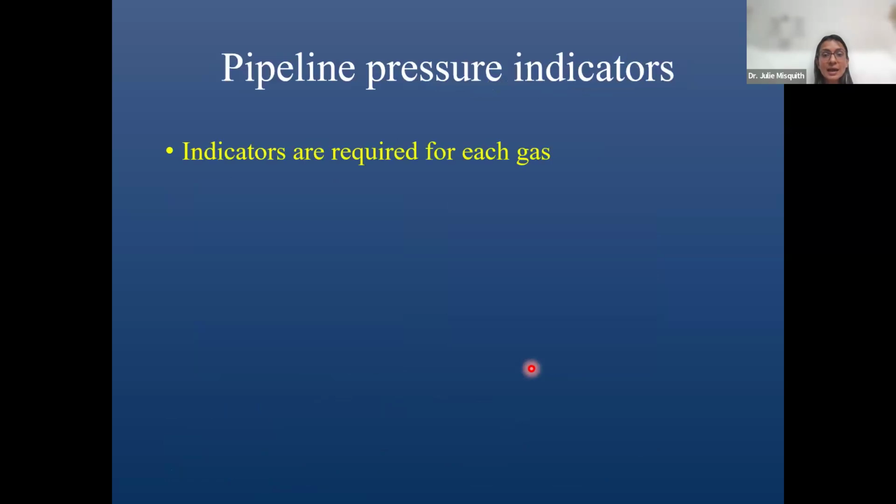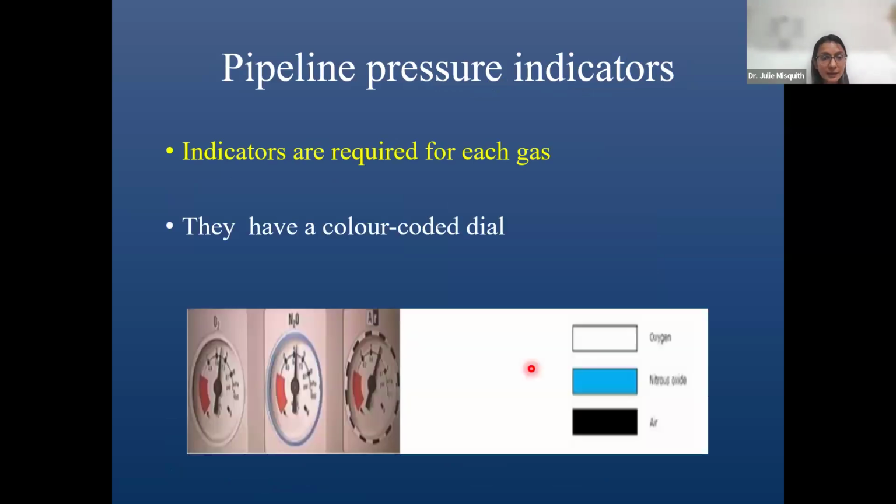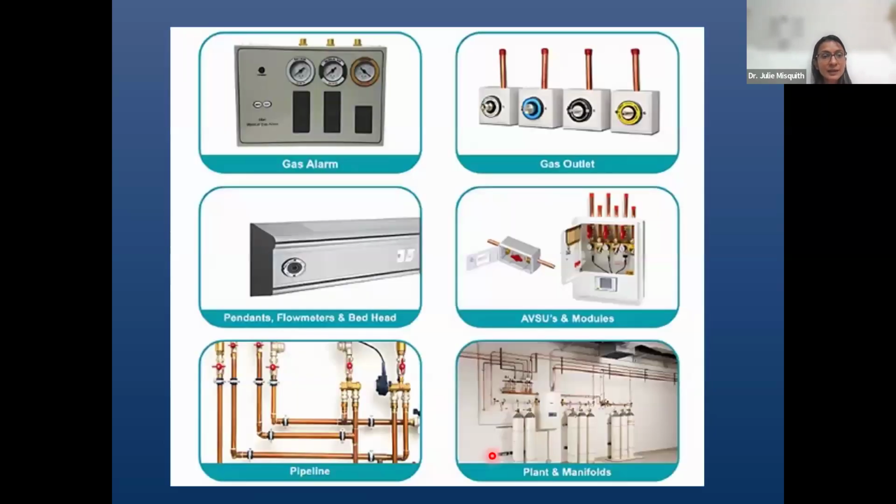We also have pressure pipeline indicators, and the anesthesia standard says that each pipeline should have a specific indicator. They have a color-coded dial, like you can see here. And in some, the working pressure zones have a special color for easier identification. Like you can see here, there are color codes; the pipelines, the hoses, the connectors, everything have different colors, and hence the safety features have to be maintained accordingly.